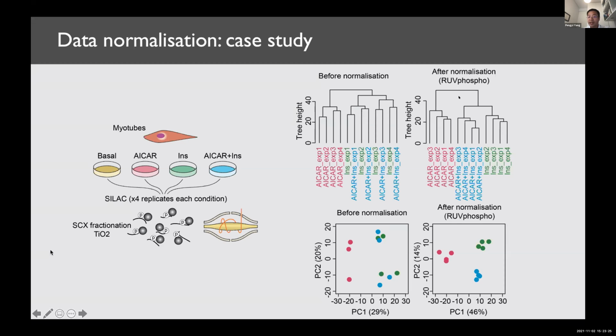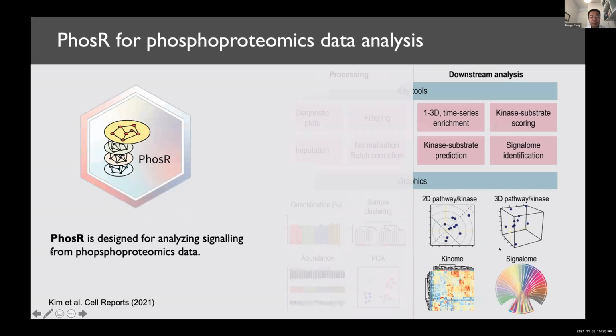Here is the result after applying the normalization, and we are able to correctly cluster those treatments into their biological replicates, as indicated by this clustering here, as well as this PCA. So that's the key component in the processing that I just introduced.